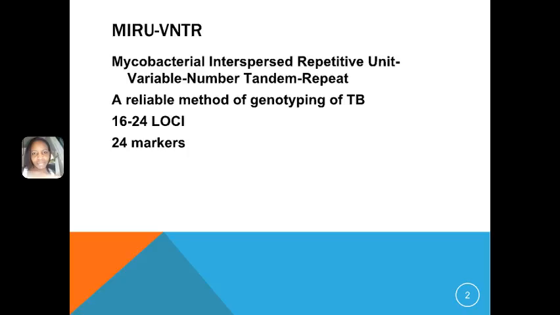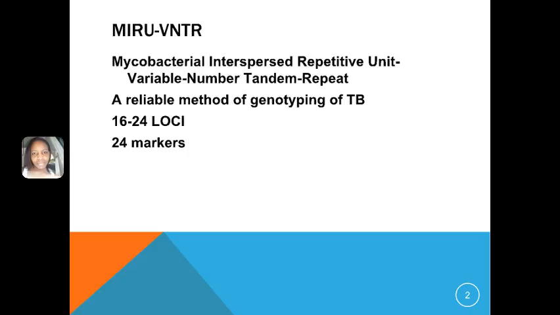This method has proven to be a reliable genotyping of Mycobacterium tuberculosis and is considered a more superior method than that of IS-6110, which was once considered the gold standard for the study of TB. MIRU-VNTR is now recommended to be the standard internationally.